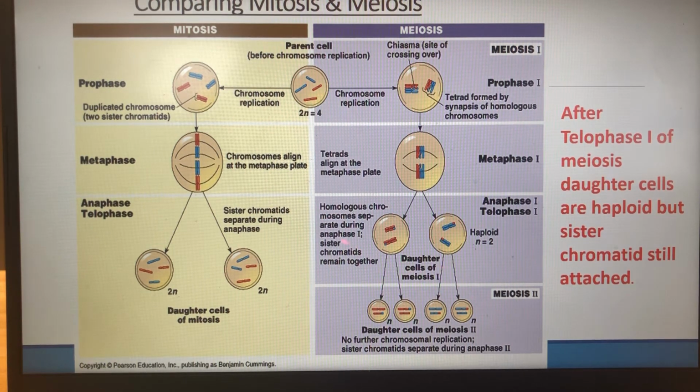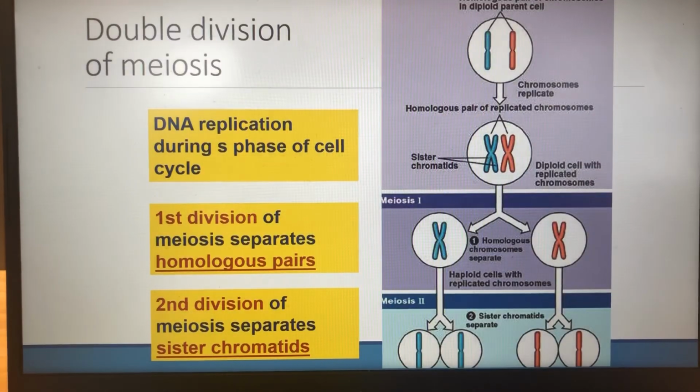We've now separated and the daughter cells are becoming haploid, but they still have their sister chromatid. The whole point down here of meiosis 2 is to separate the sister chromatid. But it is after telophase 1 that we have halved the chromosome number. And I will show you this with the beads on its own video. DNA replication during the S phase is where we make the sister chromatid.